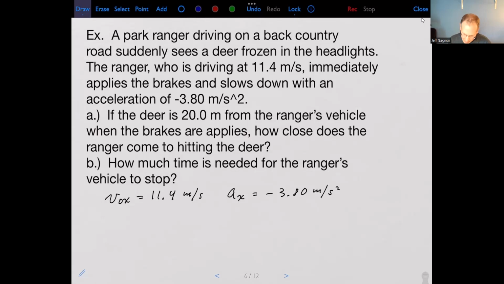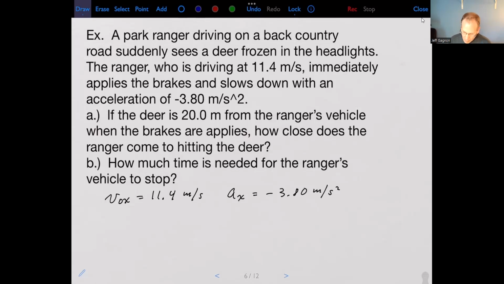Okay, and that's all we're given, right? We're given the initial velocity, given the acceleration. Then it says, if the deer is 20 meters from the ranger's vehicle when the brakes are applied, how close does the ranger come to hitting the deer?